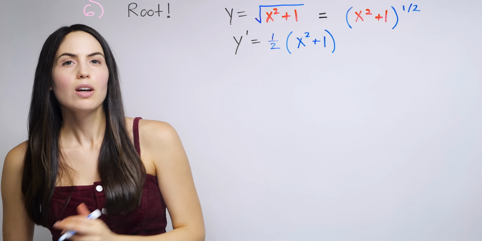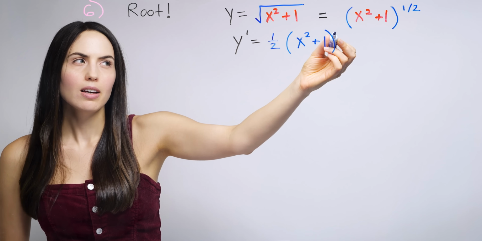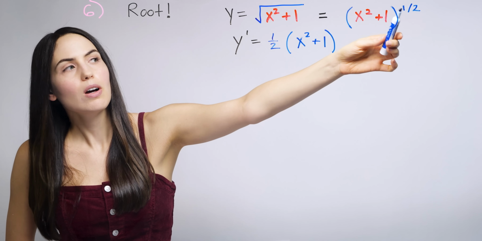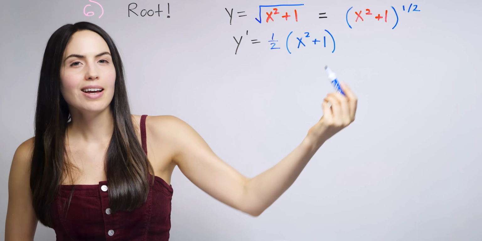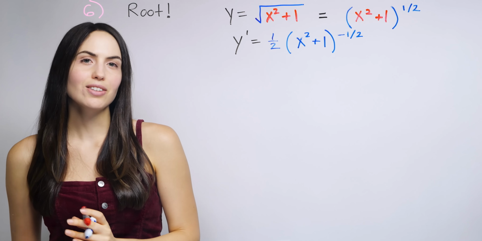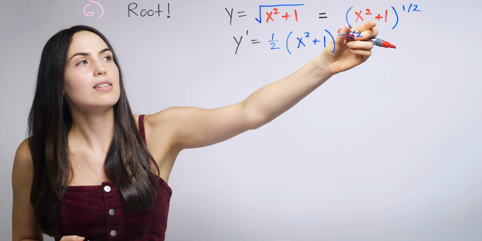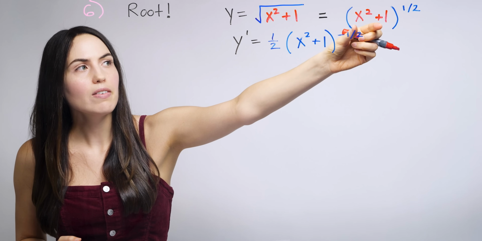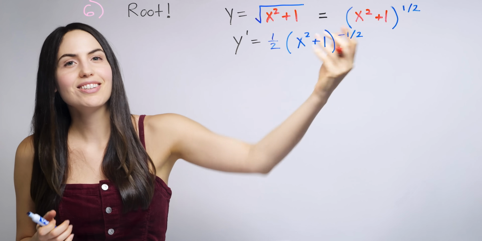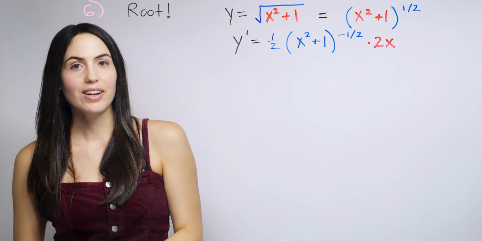Leave the inside alone. We brought the power 1/2 down to the front. What's the new power going to be? By the power rule, we reduce the old power by 1, so 1/2 minus 1 is negative 1/2. Okay, and don't forget, not done, have to multiply by the inside derivative. We just focus on our inside x expression. The derivative of x squared plus 1 is 2x plus nothing, just 2x. And you're done.